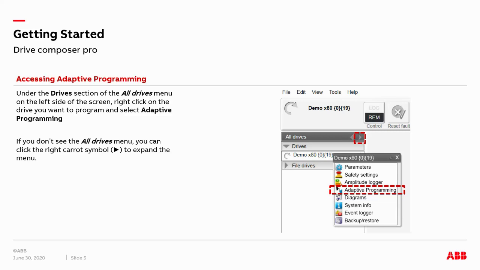Once I see the list of drives I want to use, I can right-click on the drive, which pops up another menu, and from that, I'll pick the fourth option down, Adaptive Programming, which will ultimately open up the adaptive programming screens within Drive Composer Pro or Entry.